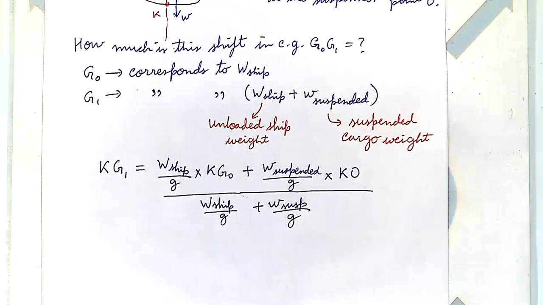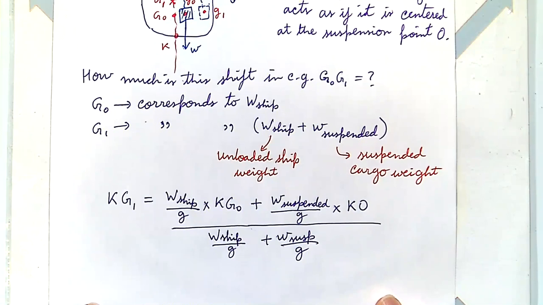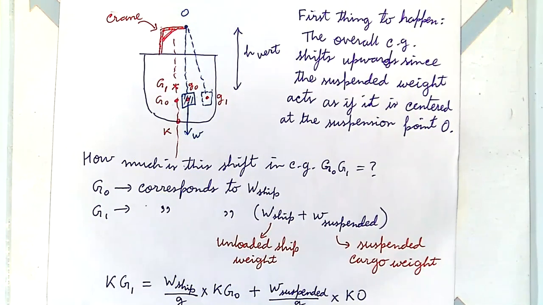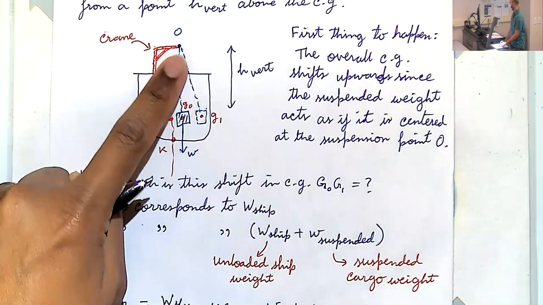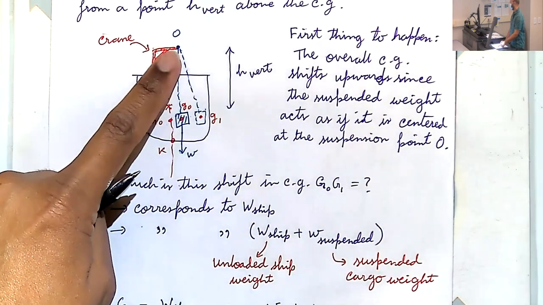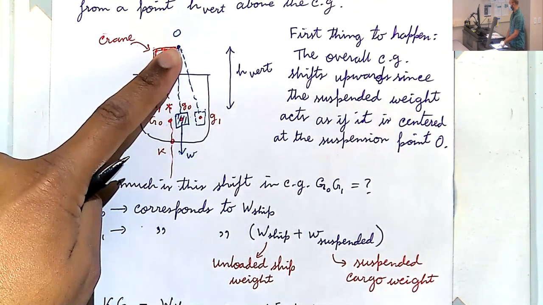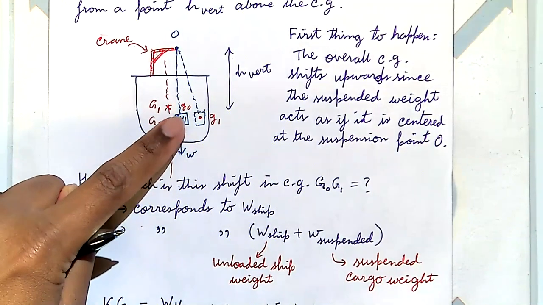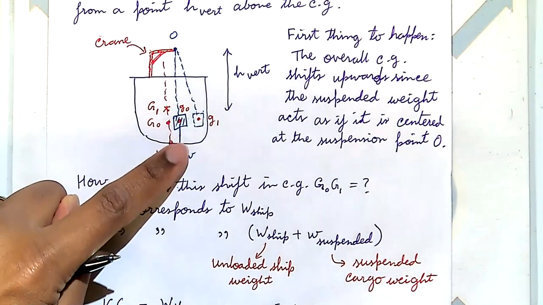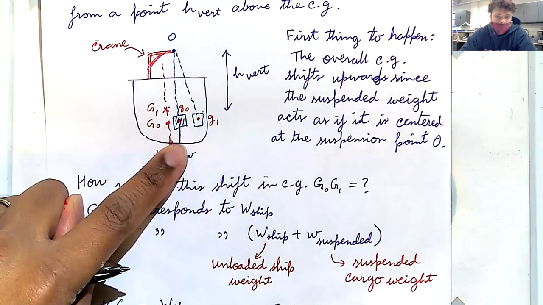So as soon as the crane picks up a weight, the weight acts at point O? Yeah, it acts wherever the cable is attached to the crane, the point of suspension. But now let's think a bit further: what will happen as soon as the container touches the hold? It'll act at that point. Yeah, exactly.